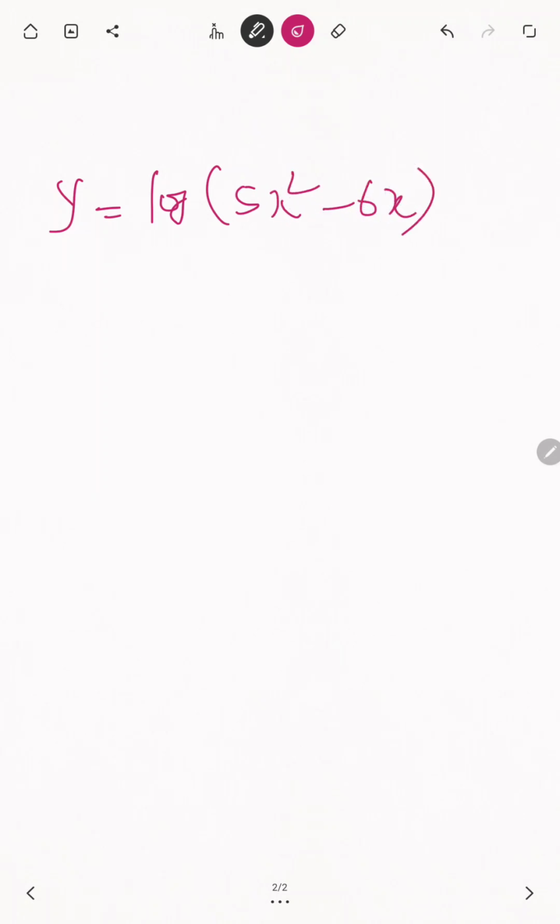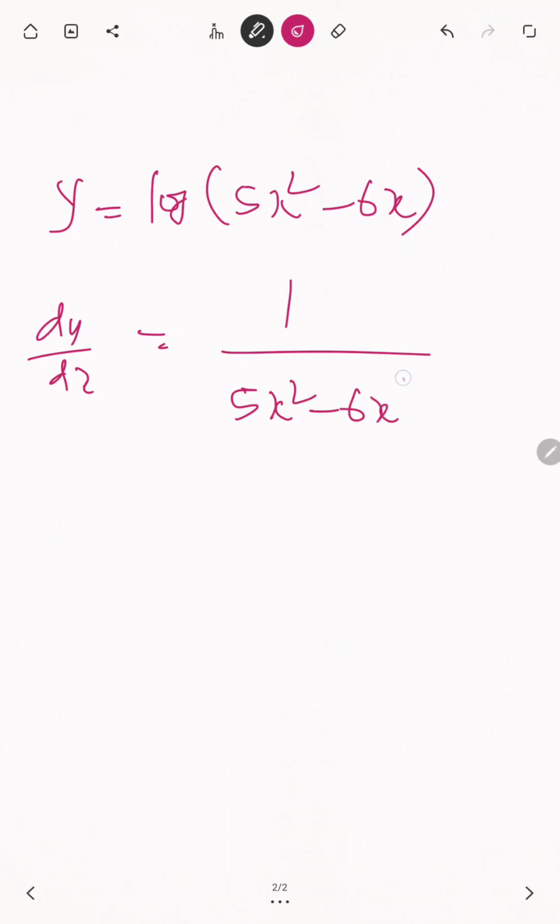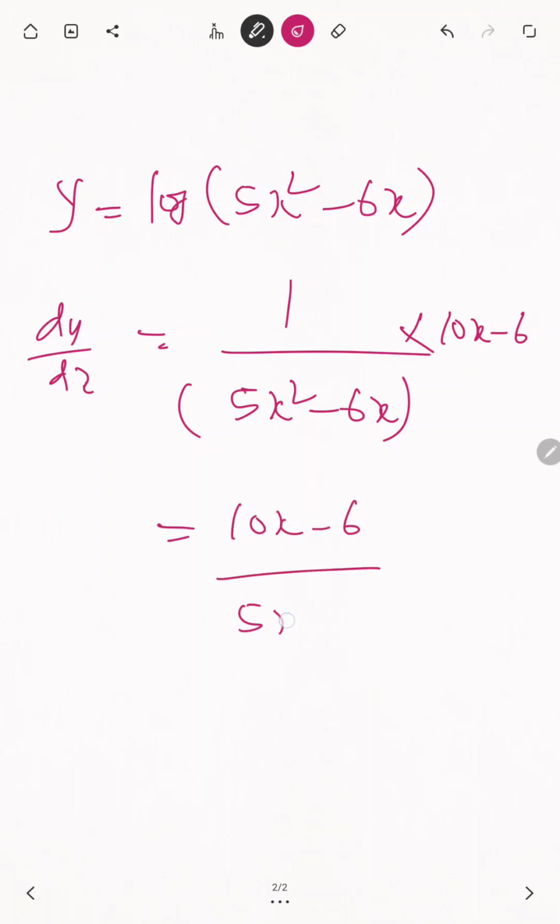Simple thing only I am taking. So what is the rule? 1 by function. Function is what? Algebraic function. Function is f(x) 5x square minus 6x, into differential of the same function. Same function is what? 10x minus 6. Then the sum is 10x minus 6 by 5x square minus 6x.